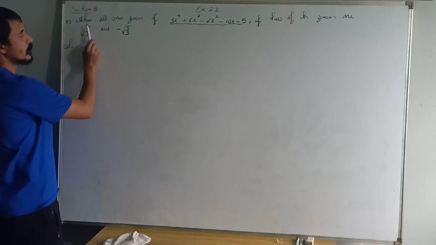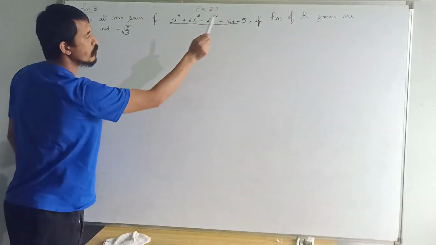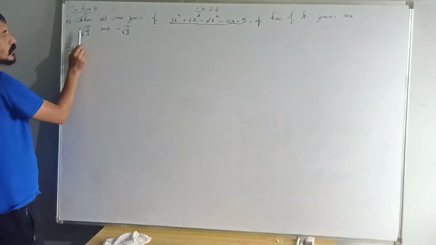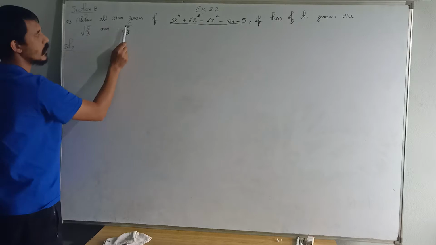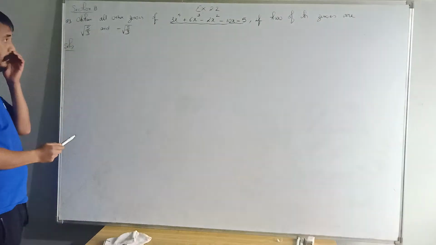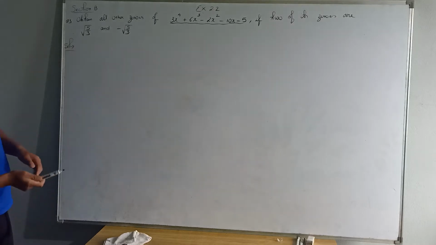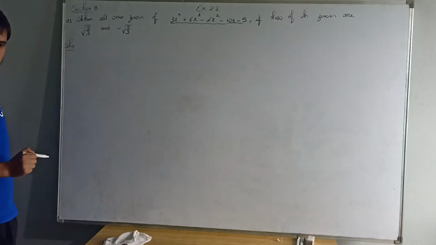Here we are asked to obtain all other zeros of this polynomial if two of its zeros are given. This is your first zero, square root of 5 by 3. And this is your second zero, minus square root of 5 by 3. Now, the number of zeros depends upon the order of the polynomial.